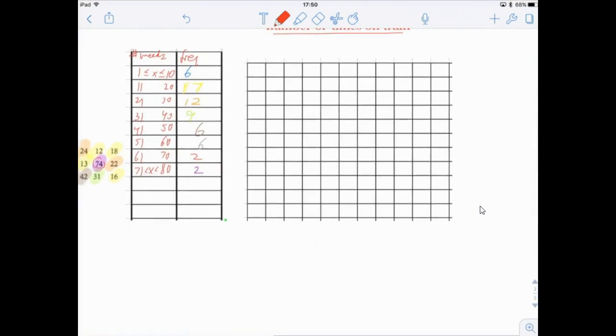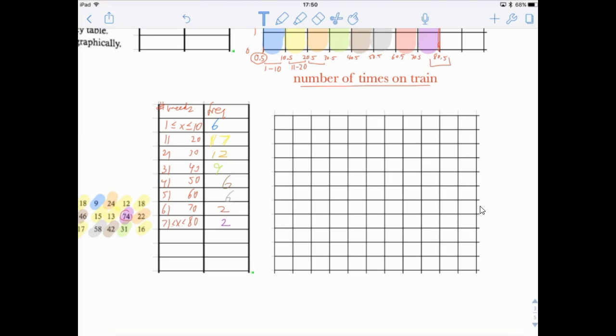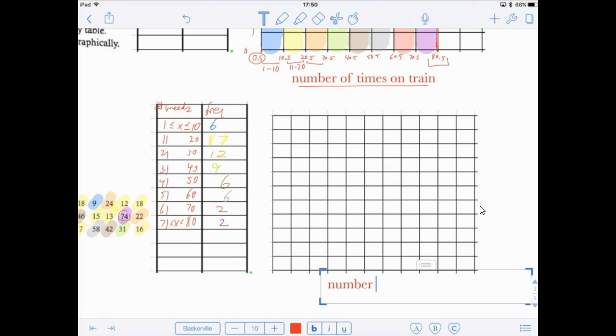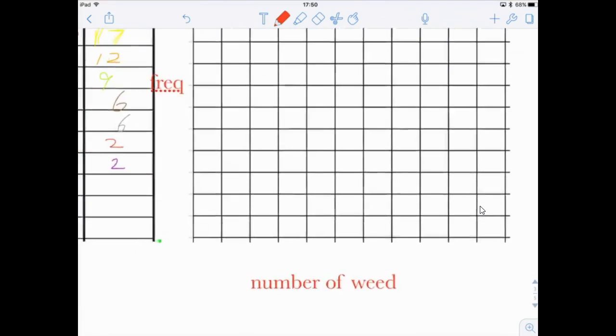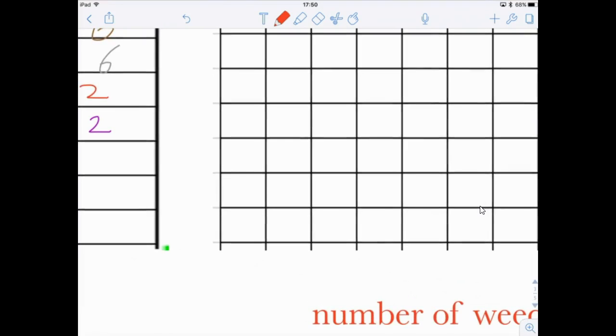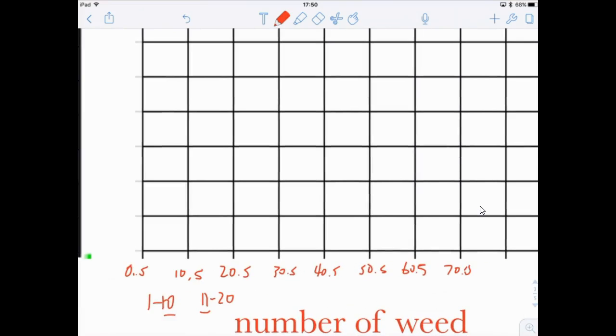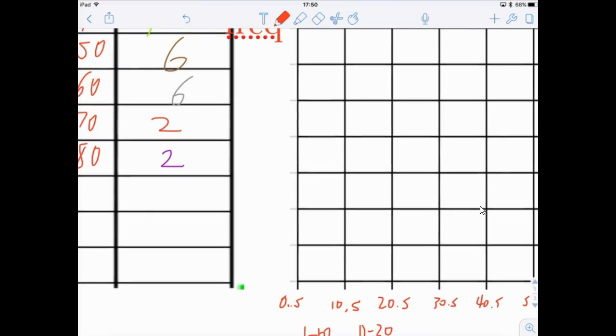Now I'm going to make my histogram. And first thing I'm going to do is label the axes. The first axis is going to be number of weeds. That'll be the x-axis. And then I'm going to put a label on the y-axis, which is going to be frequency. And then I'm going to put divisions on the x-axis, which are similar to the ones above. So, for example, the first interval is 1 through 10. Second interval is 11 through 20. So the number that's halfway between 10 and 11 is 10.5. So I'm going to put 10.5 here. Here I'm going to put 0.5. Here I'm going to put 20.5, 30.5, 40.5, 50.5, 60.5, 70.5, and 80.5.